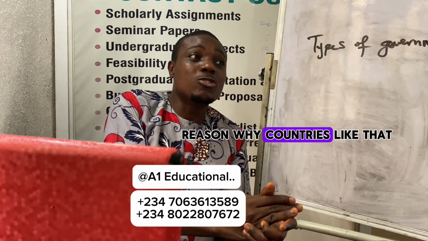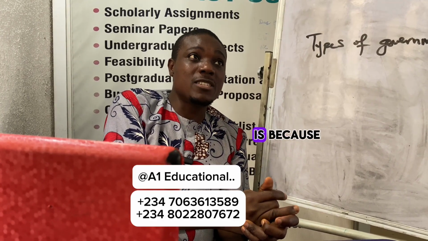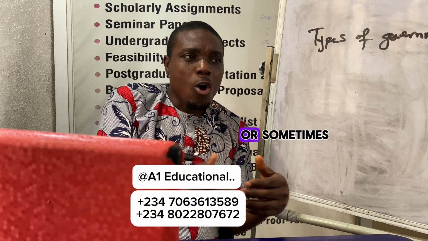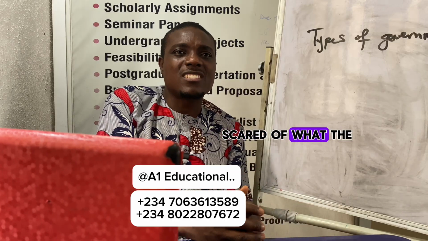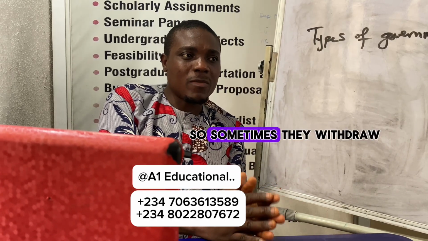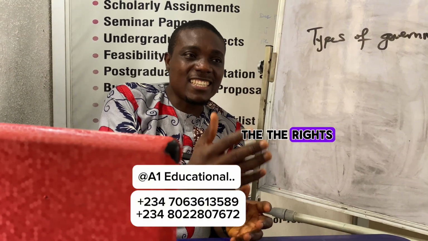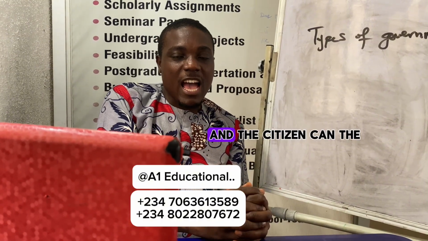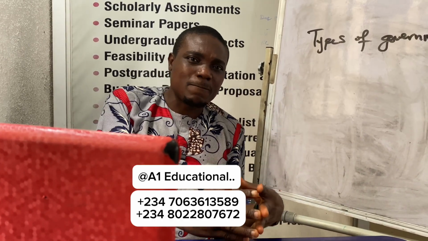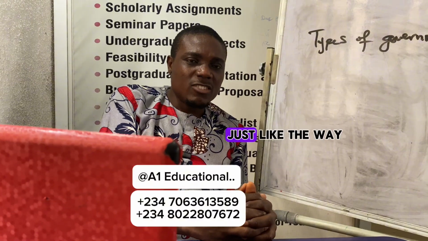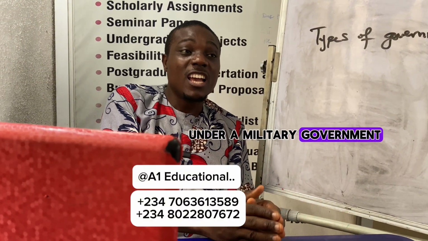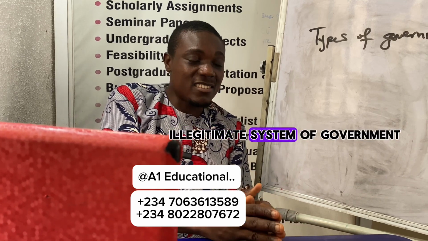And part of the reason why countries like that operate such a system is because leaders may want to dominate for a long period of time. Or sometimes because the leaders are scared of what the citizens may do to them. So sometimes they withdraw the right, the privilege and the power of the citizen. Such a government is illegitimate. Just like the way we operated it in Nigeria, sometimes they go under military government. It is called an illegitimate system of government.